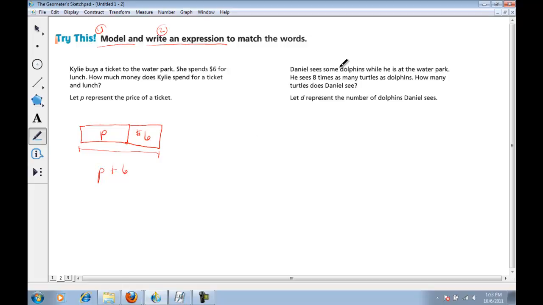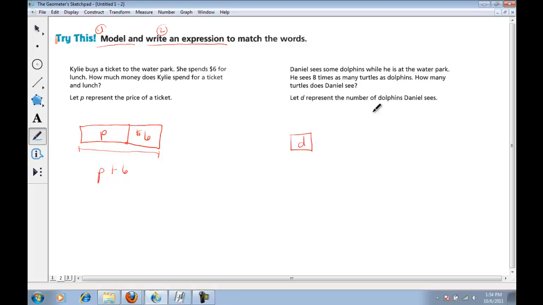All right, let's look at this next one. Daniel sees some dolphins while he's at the water park. He sees 8 times as many turtles as dolphins. How many turtles does Daniel see? Well, we don't know how many dolphins he saw, so it tells us here to let D represent the number of dolphins Daniel sees. So I'm going to make a rectangle here that represents the value of D, how many dolphins he sees.